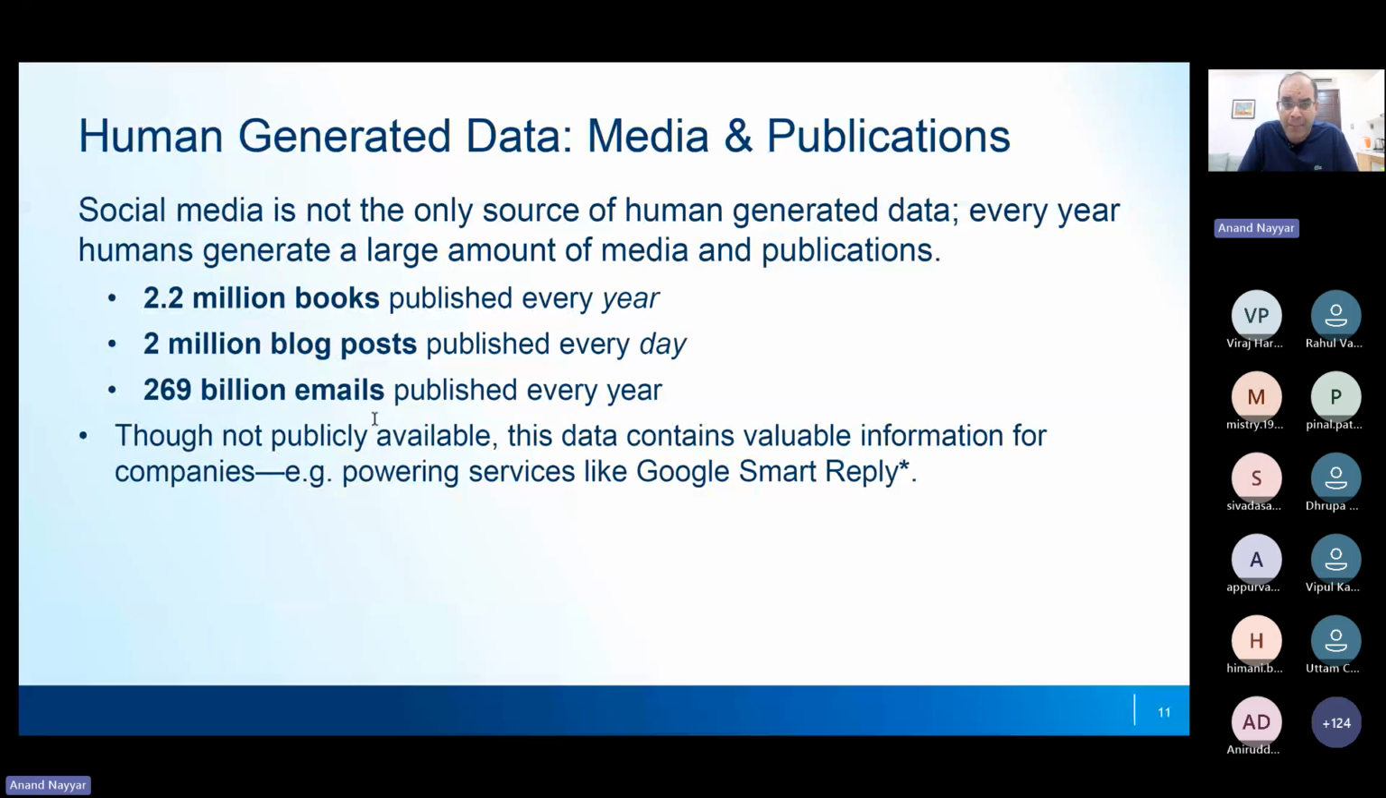If you talk about media and publications, 2.2 million books are published per year. This is the data as per Springer and of course Taylor and Francis by September 2024. 2 million blog posts are published every day, and 269 billion emails are sent every year. Now if you talk about smart reply answers, and today if I'm having n8n and I'm making an agent for that.